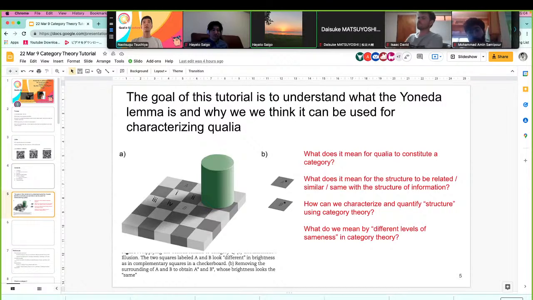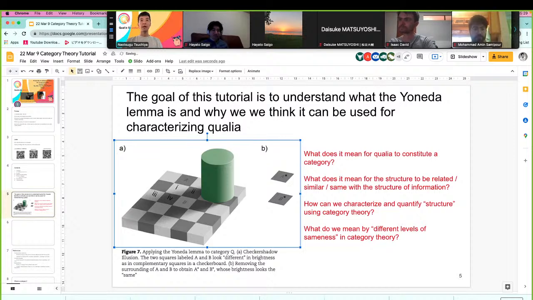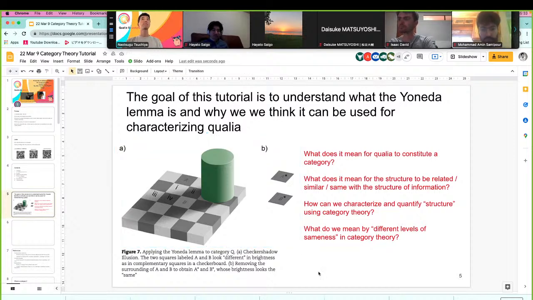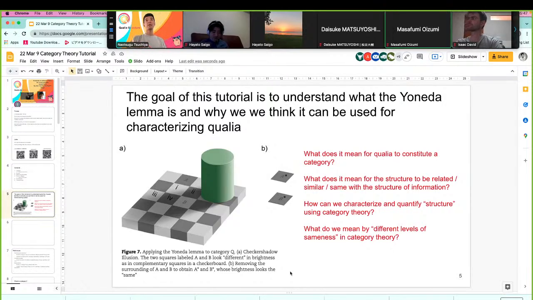So the goal of this tutorial is to understand what the Yoneda lemma is, which we sometimes talk about in our Qualia Structure lectures as well as the videos, and also why we think it can be used for characterizing qualia. This is the last figure of our paper, figure 7, and it's called the checker shadow illusion. This basically shows that the way we see things is highly dependent, or pretty much determined, by the relationship with others. Here it's a relationship with the spatial context, but also things that you're not seeing at the time are quite relevant as well.